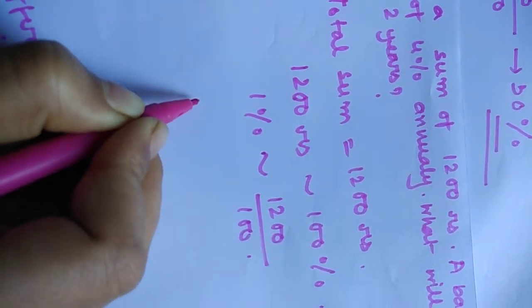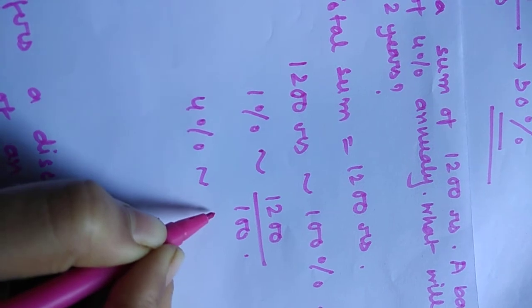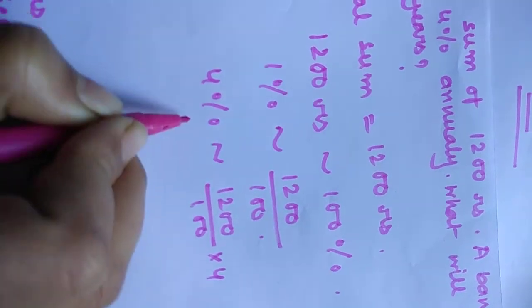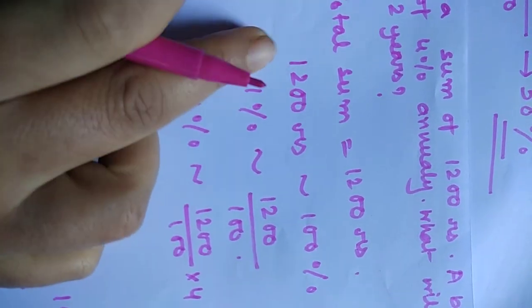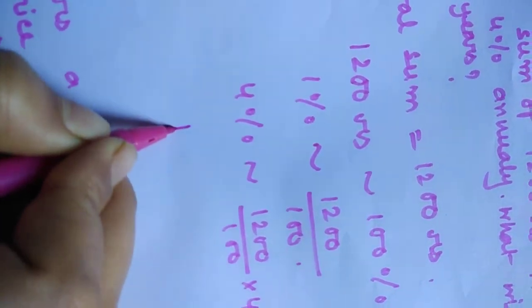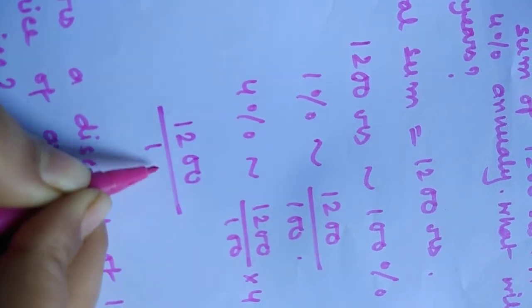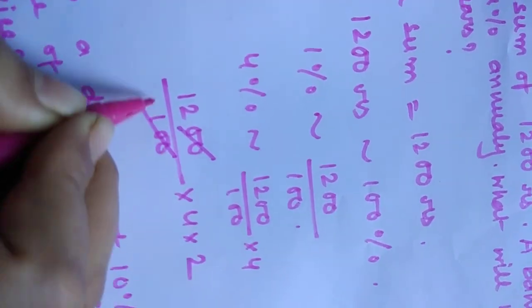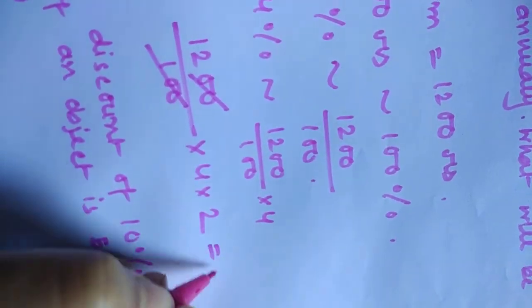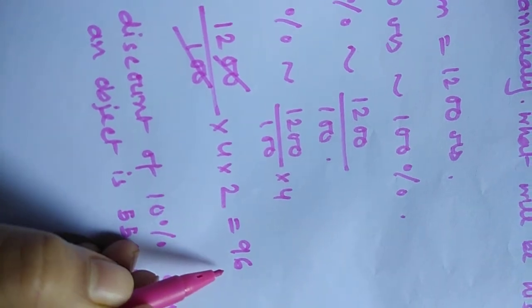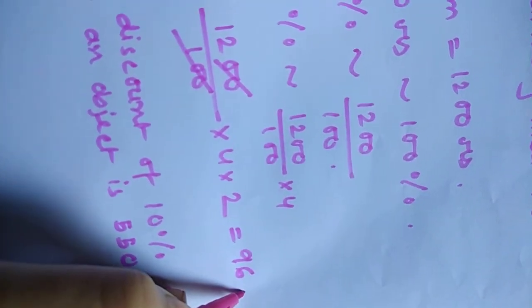So how much will be 4%? Therefore 4% is 1200 divided by 100 into 4. This is 4% of this rupees. So this much money he would receive in 1 year. So how much would he receive in 2 years? Therefore for 2 years he would receive double of this amount. This will be 4 into 2. Now this is 8 into 12, which is equal to 96. Okay, so this is the amount he would receive after 2 years.